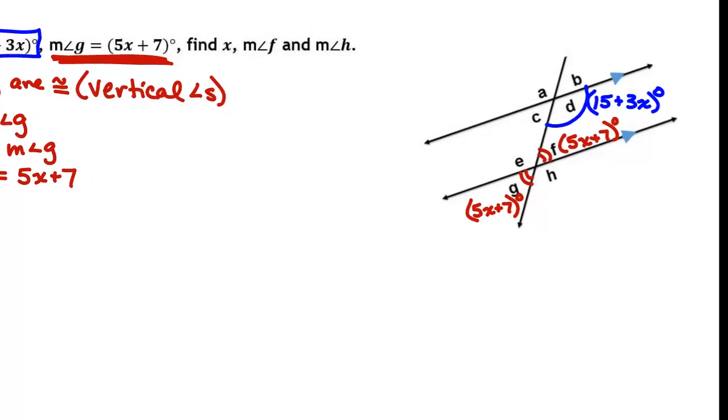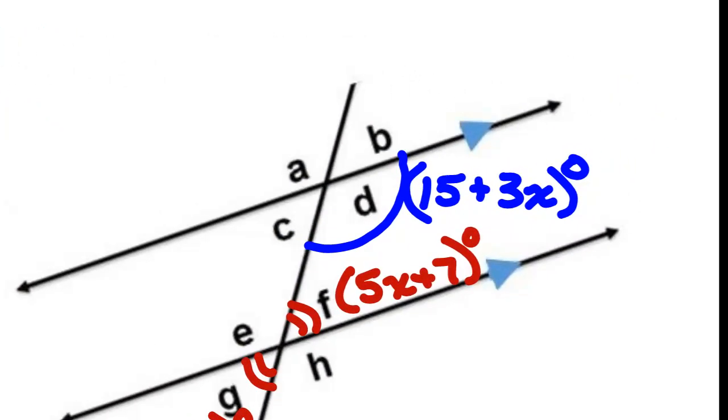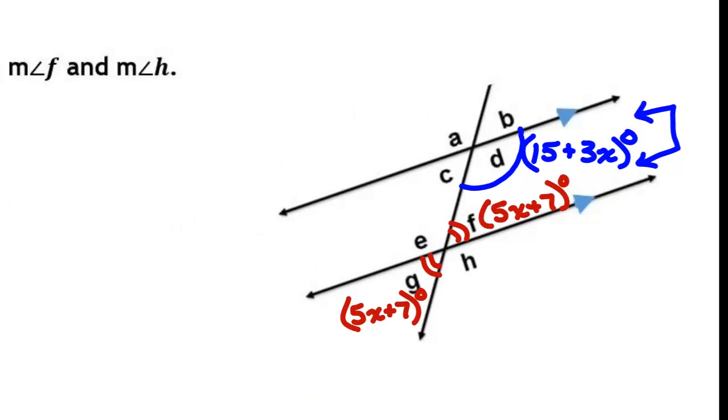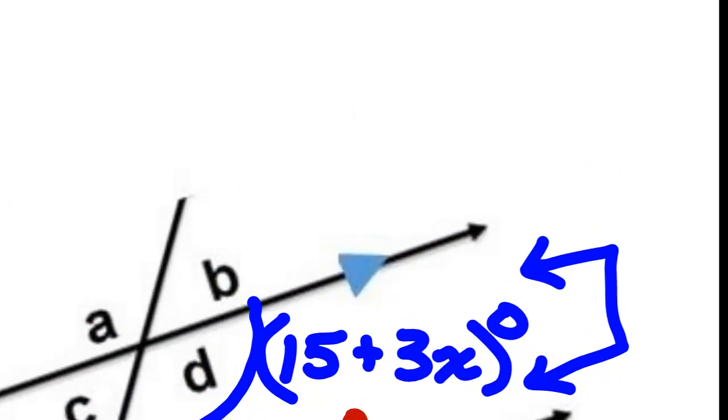Well, now that I did that, I need to talk about the relationship between angle D and angle F. D and F. Interior or exterior? Interior. Same side or opposite sides of the transversal? Same side. So what do we call same side interior angles? Consecutive interior.